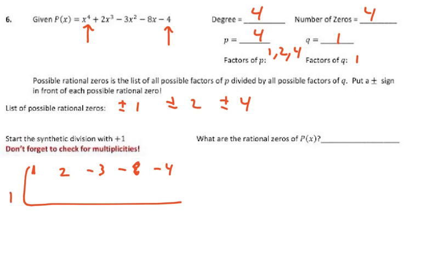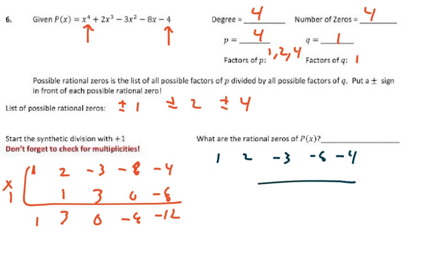And we might as well start with 1 since they want to do that. Bring down the 1. 1 times 1 is 1. 2 and 1 is 3. 3 minus 3 is 0. 0 minus 8 is negative 8. Negative 8 and negative 4 is negative 12. So 1 did not work. Okay, let's start over. 1, 2, negative 3, negative 8, negative 4.